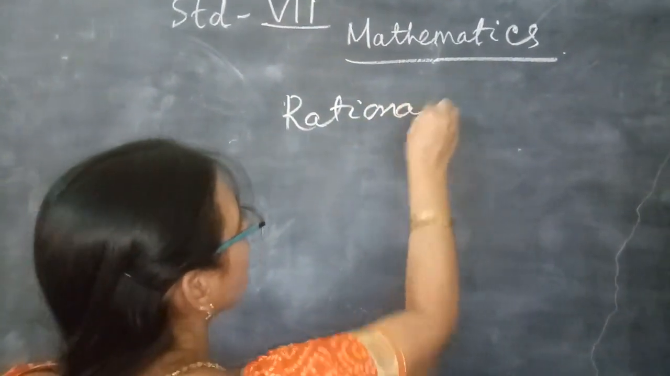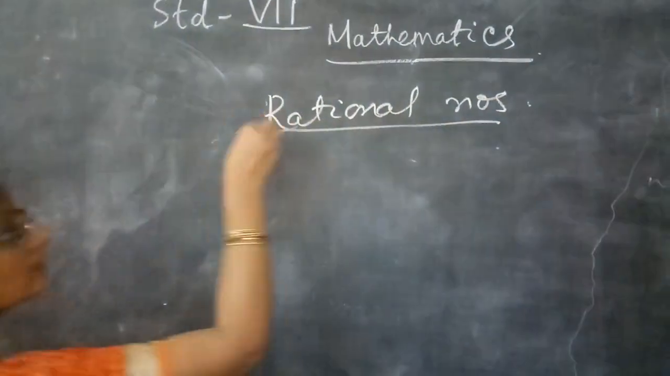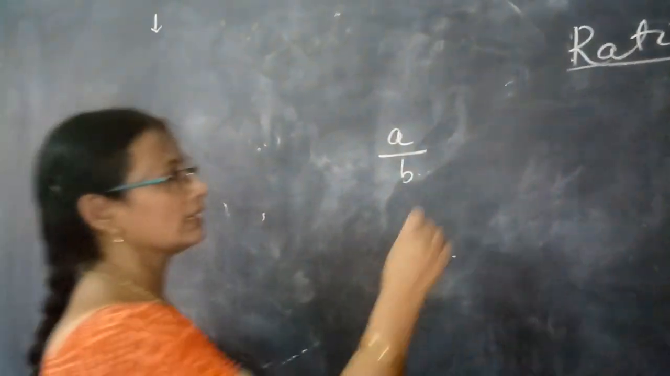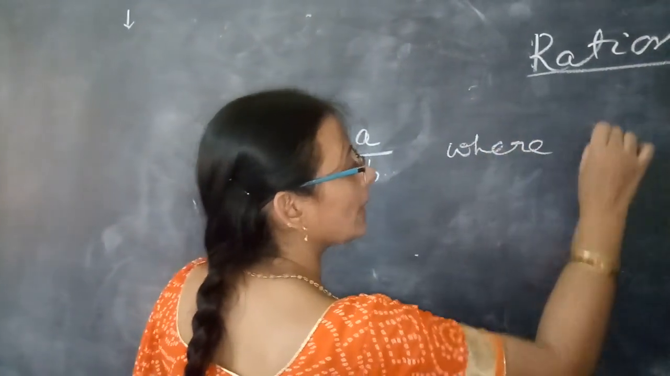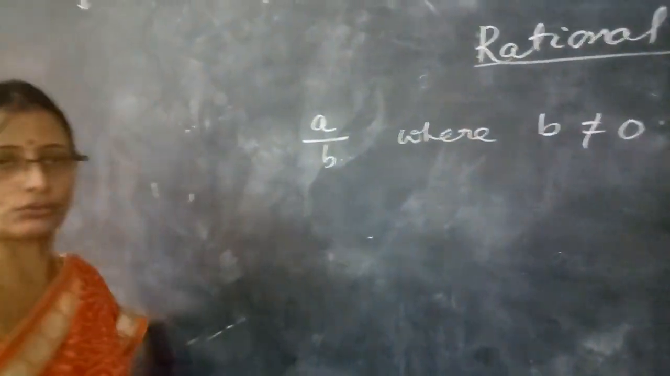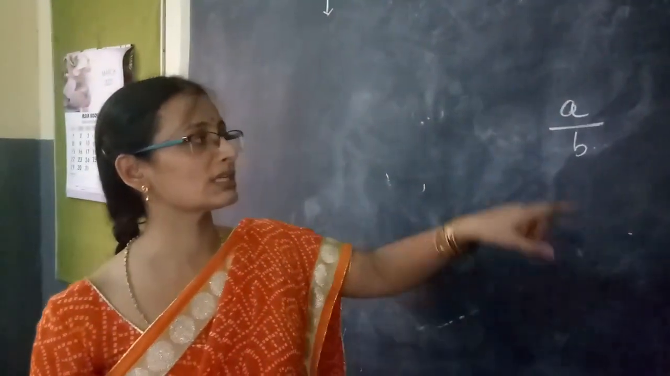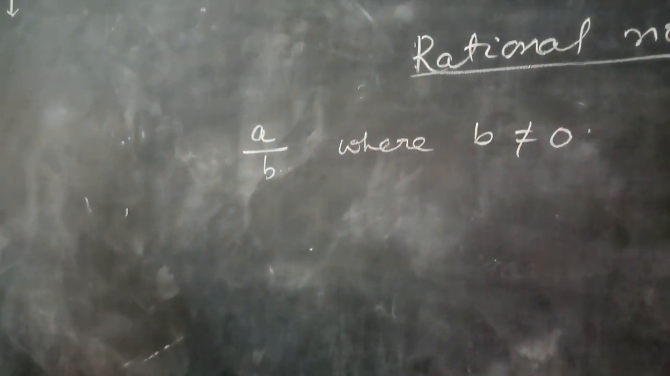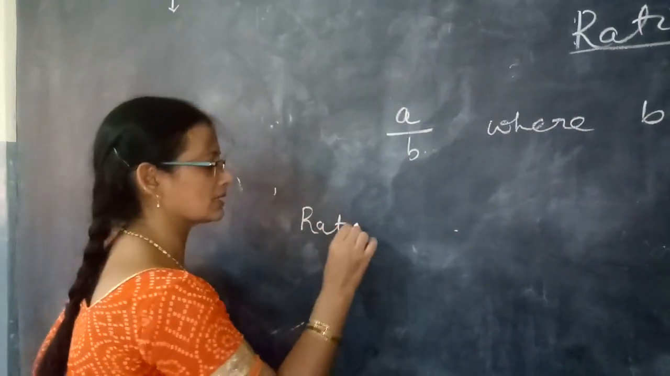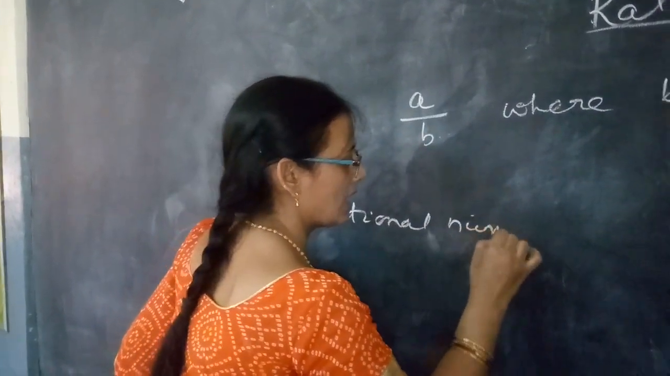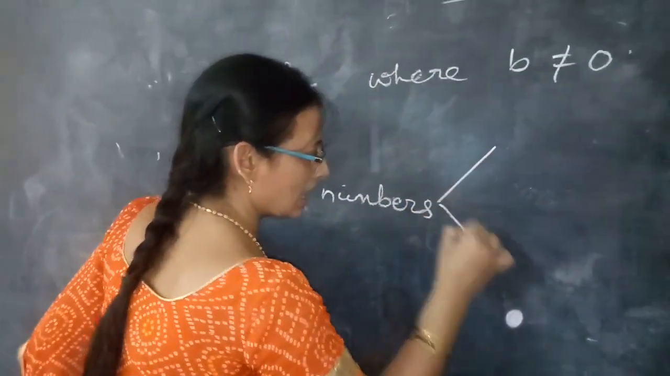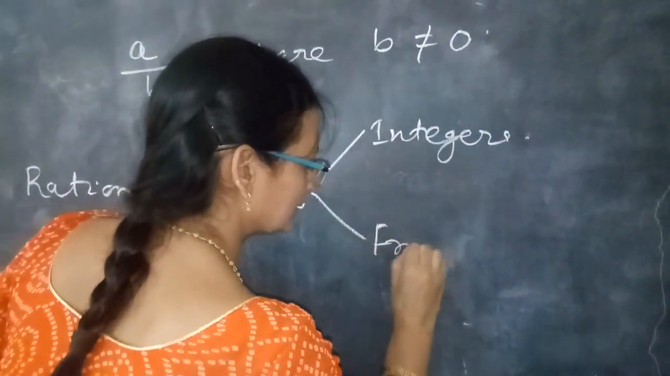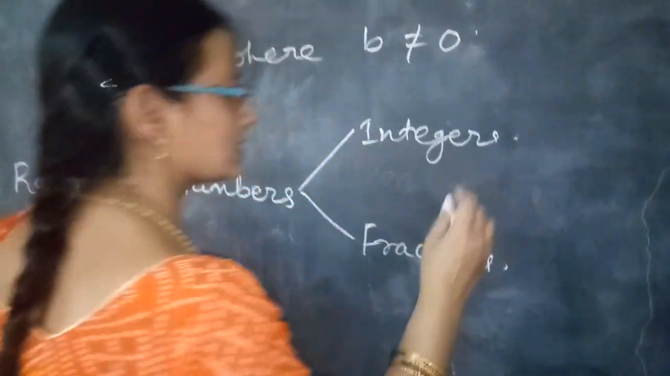Rational numbers are those numbers which can be written in the form A by B, where B is not equal to 0. Rational numbers are those numbers that can be written in the form A by B, where B is not equal to 0. So, rational numbers are integers and fractions that can be written in this form.